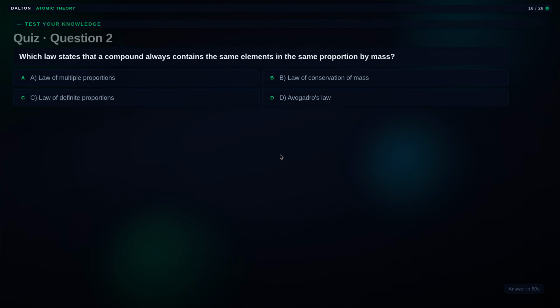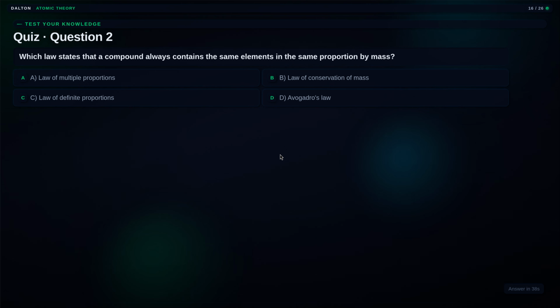Quiz question 2. Which law states that a compound always contains the same elements in the same proportion by mass? A. Law of multiple proportions. B. Law of conservation of mass. C. Law of definite proportions. D. Avogadro's law. The correct answer is C.